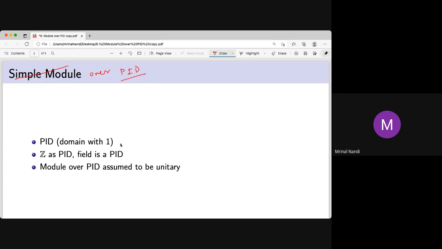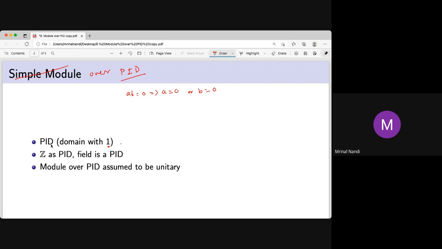So what is PID? We know the full form of PID is principal ideal domain. That means the ring must be a domain. So what is a domain? We know a domain has AB equal to 0 implies either A equal to 0 or B equal to 0. Obviously commutative and with 1. So it is a ring with identity, commutative, and AB equal to 0 implies A equal to 0 or B equal to 0. So this is called a domain.